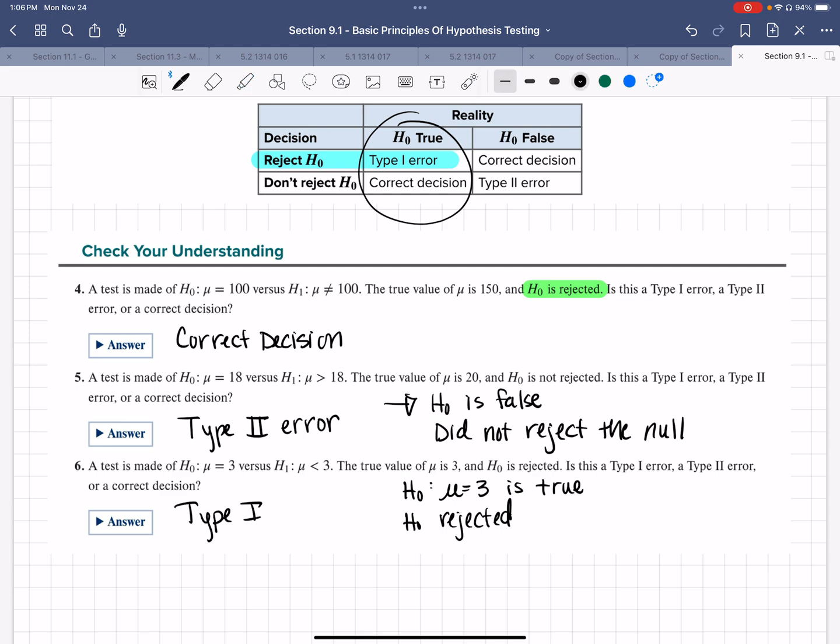And that sums up 9.1 over basic principles of hypothesis testing.